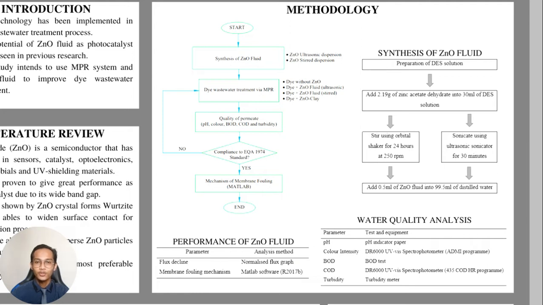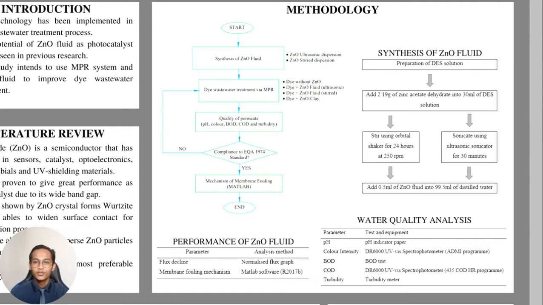Next, ZnO fluid was used to treat dye wastewater using photocatalytic degradation process via membrane photocatalytic reactor or MPR. MPR is a hybrid system that combines two degradation processes, which are photocatalytic and membrane filtration. In this system, polypiperazine amide nanofiltration was used. To start the treatment process, 1 liter of dye wastewater and 100 ml of ZnO fluid was added into the MPR tank and stirred for 30 minutes at 250 rpm to homogenize.